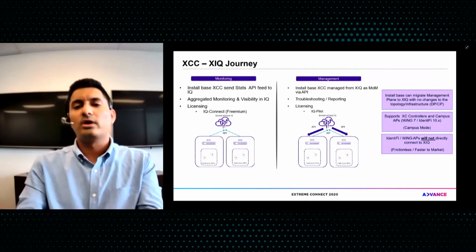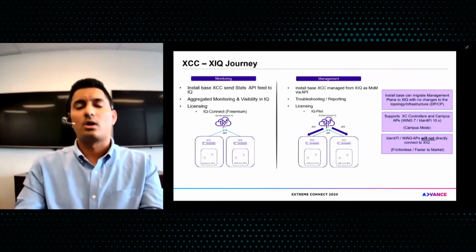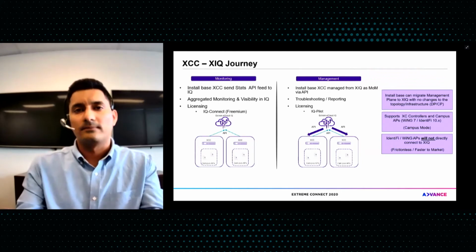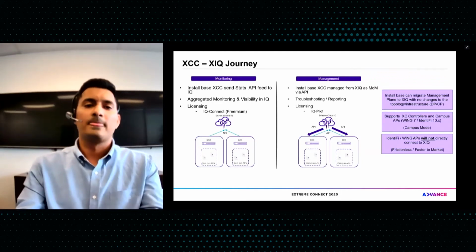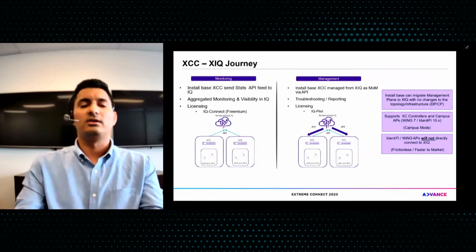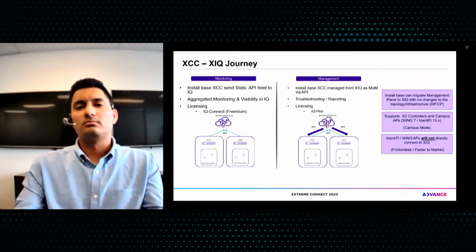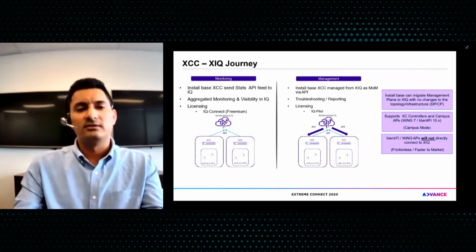As soon as you point it to the XIQ RDC, your XCC is going to aggregate all the statistics coming from the clients and the access points, and send it over to the ExtremeCloud IQ account. This is where you have your visibility enabled. In terms of licensing, you really don't need any kind of license. All you need is an ExtremeCloud IQ Connect level subscription, and you should be good with having visibility onto that account.